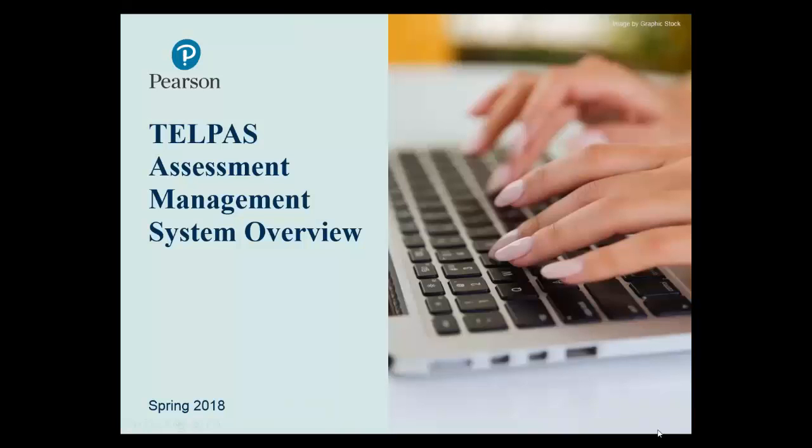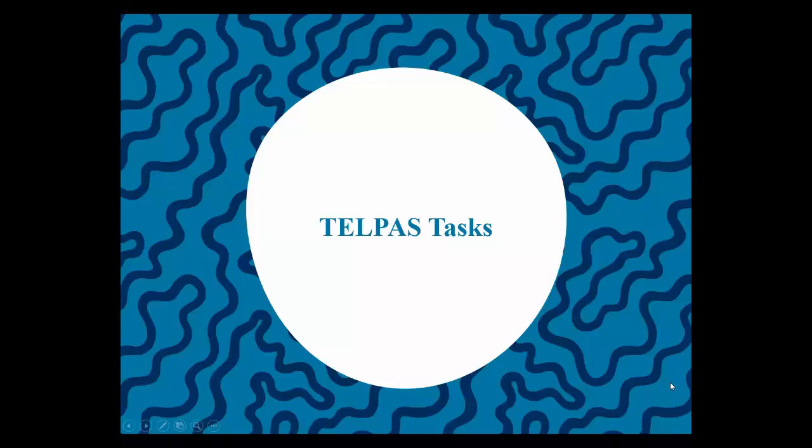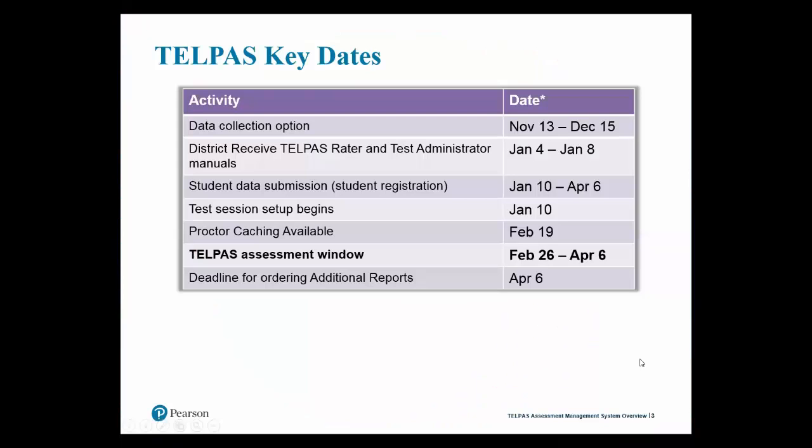So we're going to go ahead now and continue with TELPAS in the assessment management system here. And again, this will cover those tasks that have to be completed in the Pearson Access Next site for TELPAS. So some key dates for the site here. The November 13th through December 15th window, that was for your data collection option. That was when you had the option to select whether you wanted Pearson to upload your TELPAS student data from PEIMS, or if you were going to upload the data yourself. So again, that deadline was December 15th.